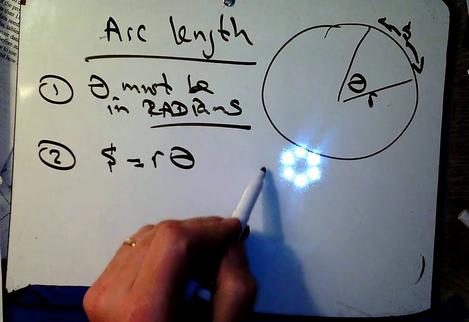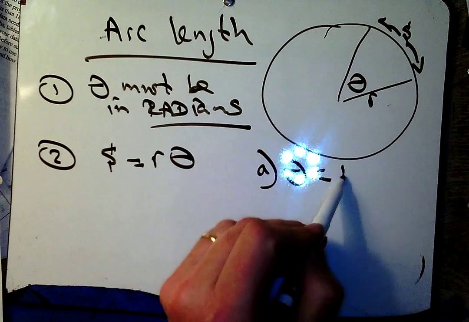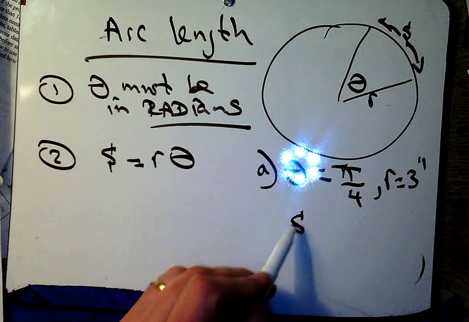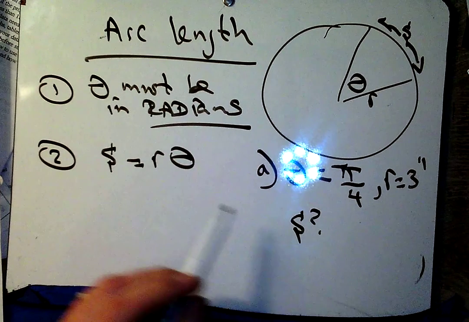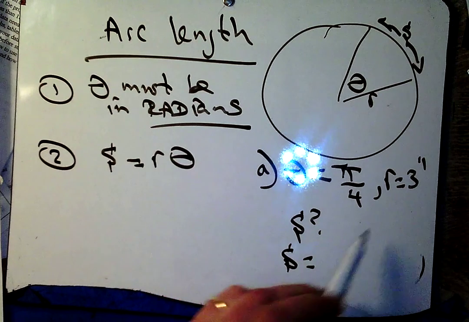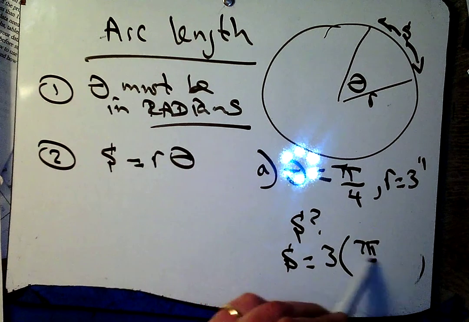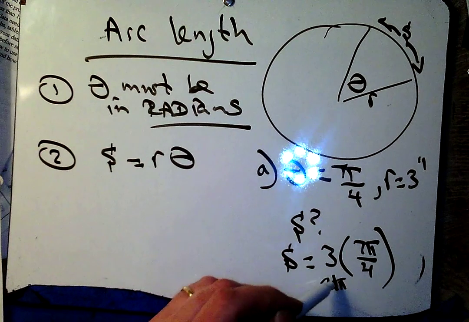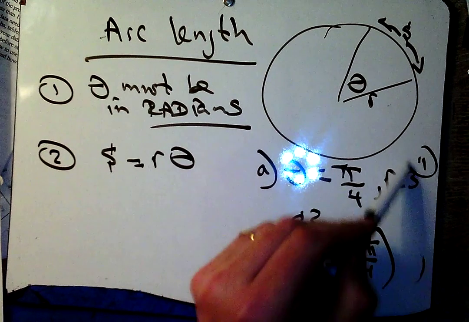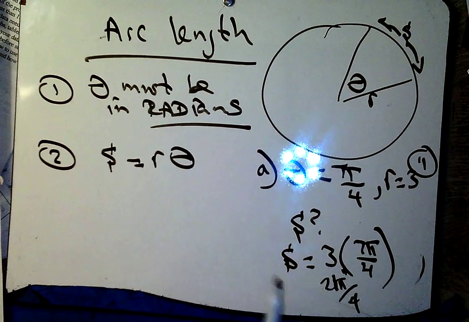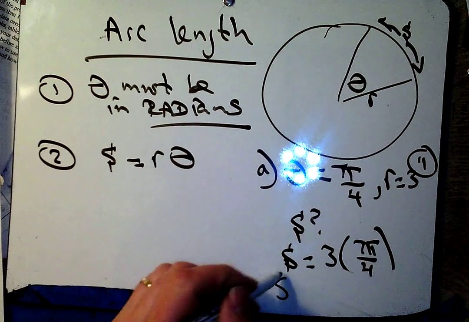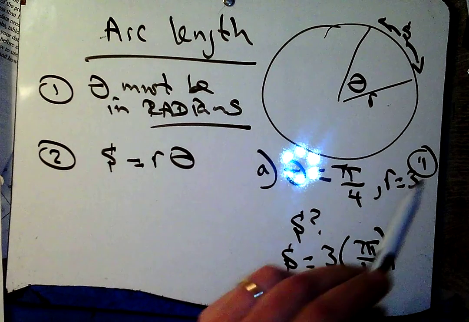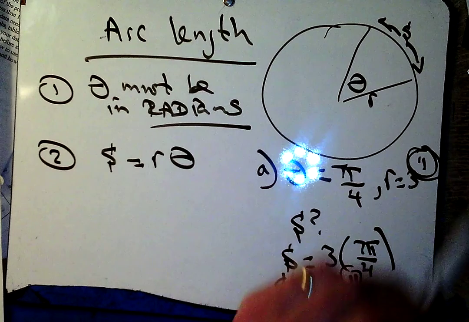So let's figure this out. If theta equals pi over 4 and R equals 3 inches, what's S? No problem. We know that S equals R theta. And so I end up with 3 pi over 4. And since these were inches, my arc length is going to be inches as well. S equals 3 pi over 4 inches. Radius and arc length share the same units.